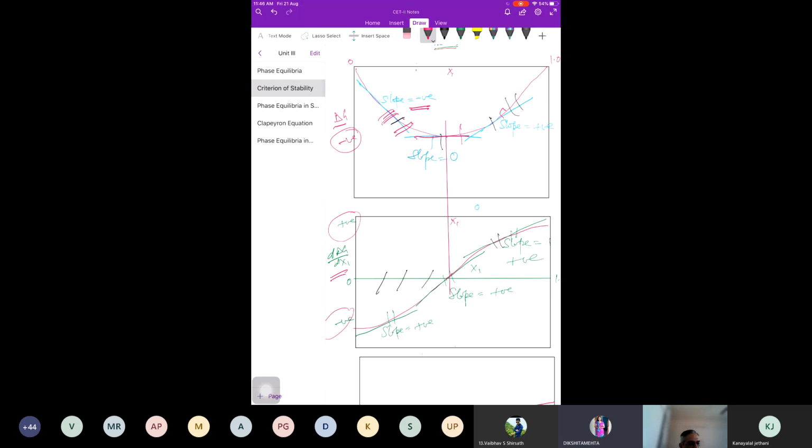So this is negative on this side, 0 here, and positive on this side, right? So if I plot the derivative d delta G by dx1 versus x1, it's going to start negative, cross over at 0, and then become positive. Is this understood? Any doubts on the d delta G by dx1 versus x1 curve?